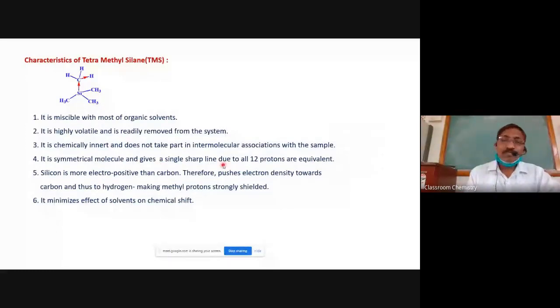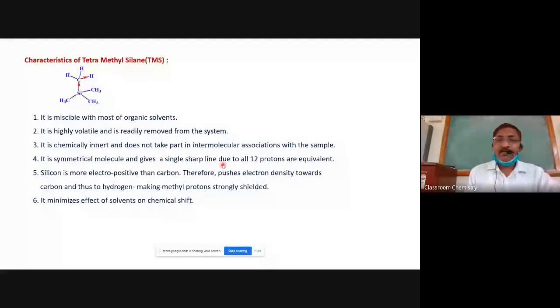Because their environment is the same, and since their environment is the same, even though there are 12 protons, we get a sharp singlet, and at what value do we get it? At 0. And when we add this TMS, it minimizes the effect of solvent on chemical shift, and that's why TMS can be used as a reference standard.